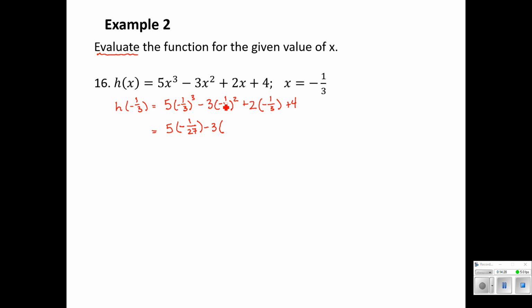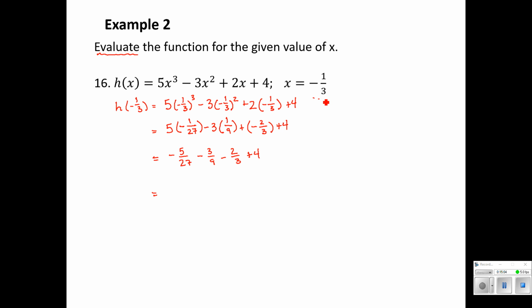Minus 3 times, here I've got a negative number and I'm squaring it, so I know that will end up being positive, 1 squared over 3 squared. Plus 2 times negative 1/3, well, if I have 2 negative thirds, I have negative 2/3. And then plus 4. So I got negative 5/27 minus 3/9 minus 2/3 plus 4. Let's get a common denominator so we can add all those up.